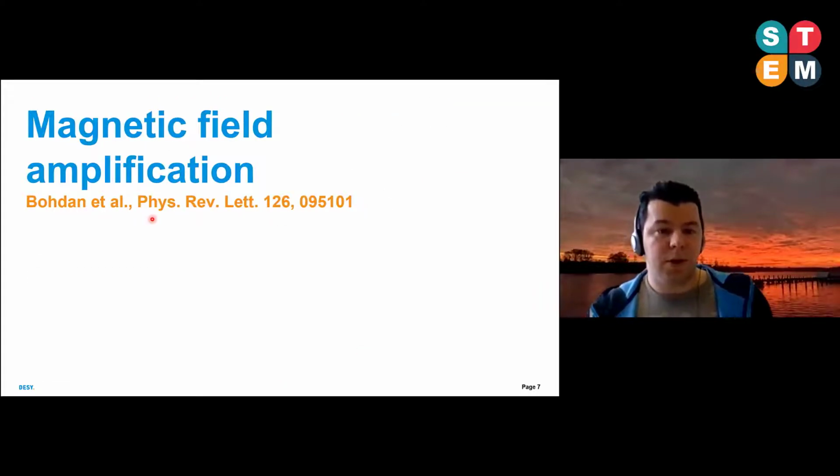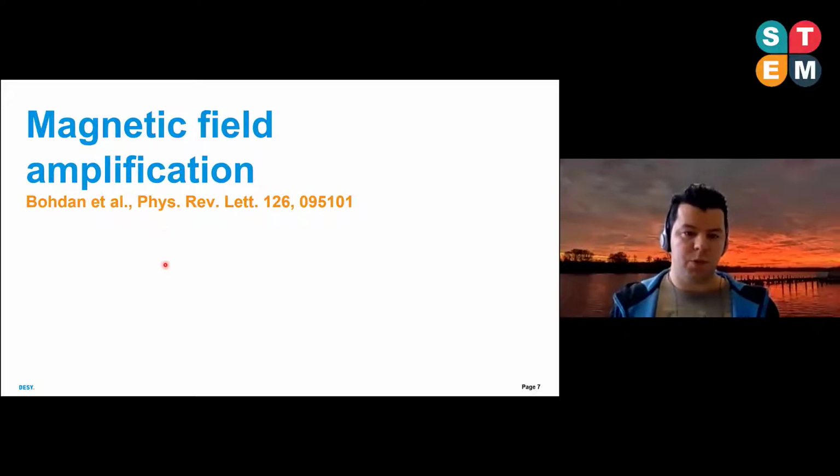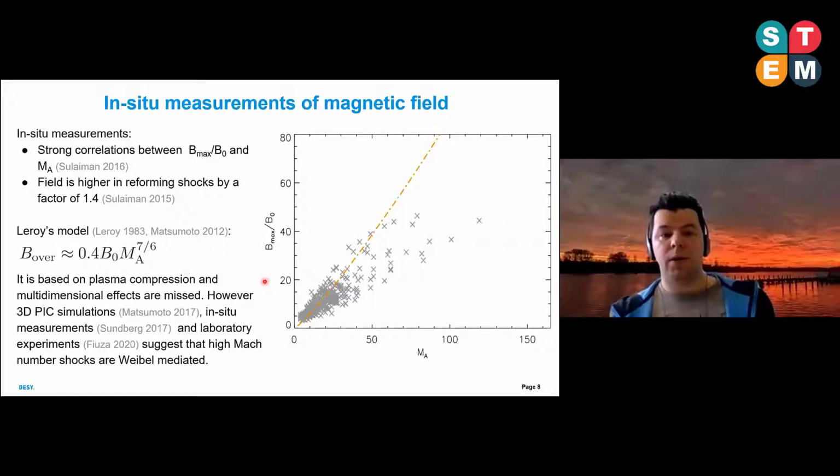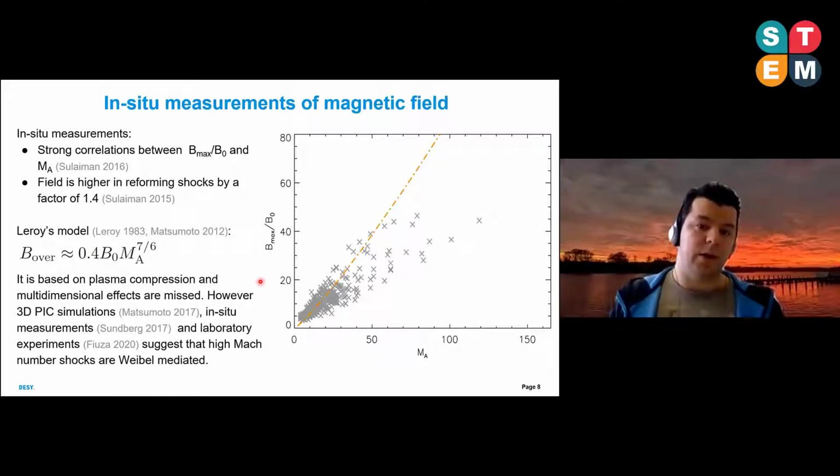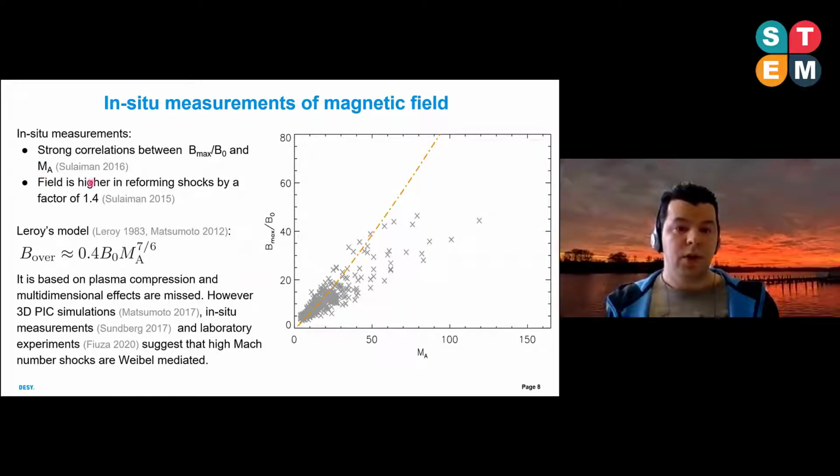The first part is the magnetic field amplification, which was published in PRL just a couple of months ago. So, what do we know about the magnetic field in these high Mach number shocks? From the work done five years ago by Ali Suleiman, we have a correlation between Mach number and the maximal measured magnetic field inside the shock. And we have an old model constrained by Leroy for perpendicular shocks showing this scaling.